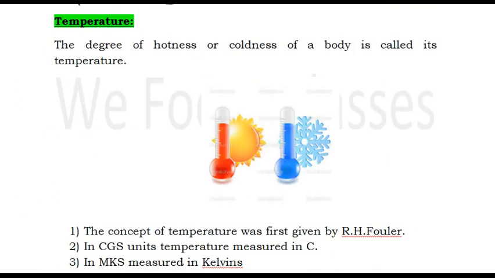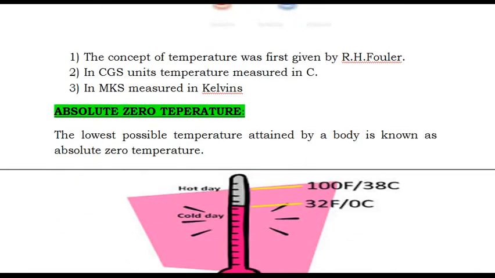And let us see what temperature is. Temperature is nothing but the degree of hotness or coldness of a body. At what degree this body is hot, how hot the body is, how cold the body is, that is called the temperature. This concept of temperature was initially given by R.H. Fowler, the scientist. In the CGS system the temperature is measured in Celsius, and in the MKS system it is measured in Kelvin. Don't think that the C is centimeters. It is Celsius or centigrade. You can call it either. And in MKS it is measured in Kelvins.